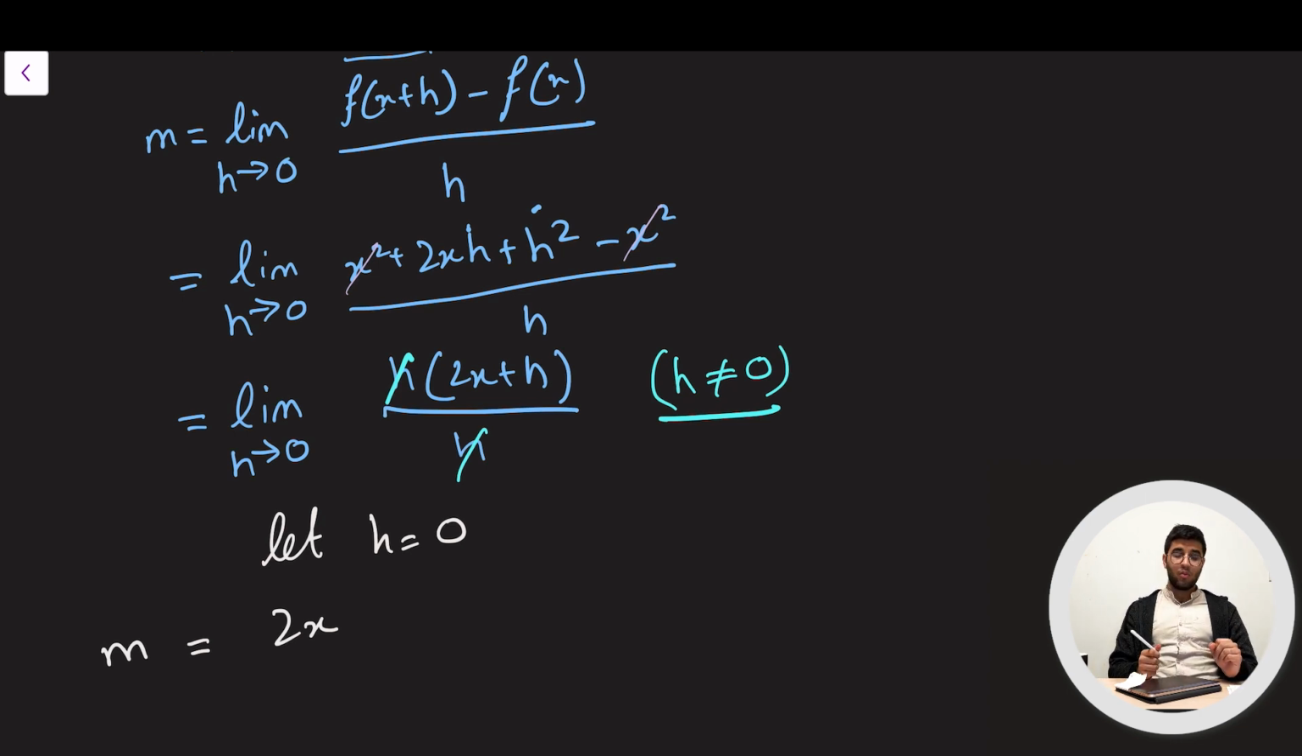So now we know that for our function f of x equals x squared, the instantaneous rate of change, or the slope of the tangent, is 2x for any given x. So now we don't have to do that whole process over and over again.